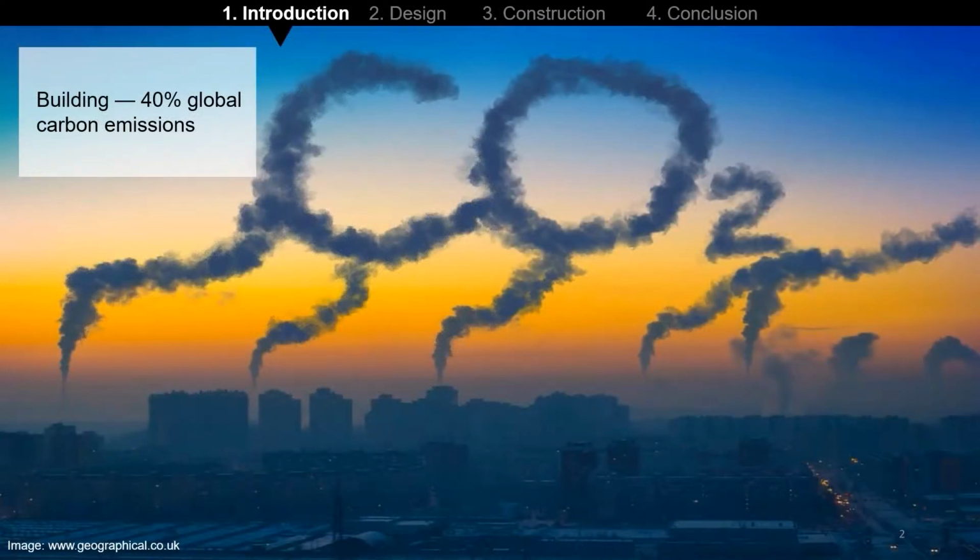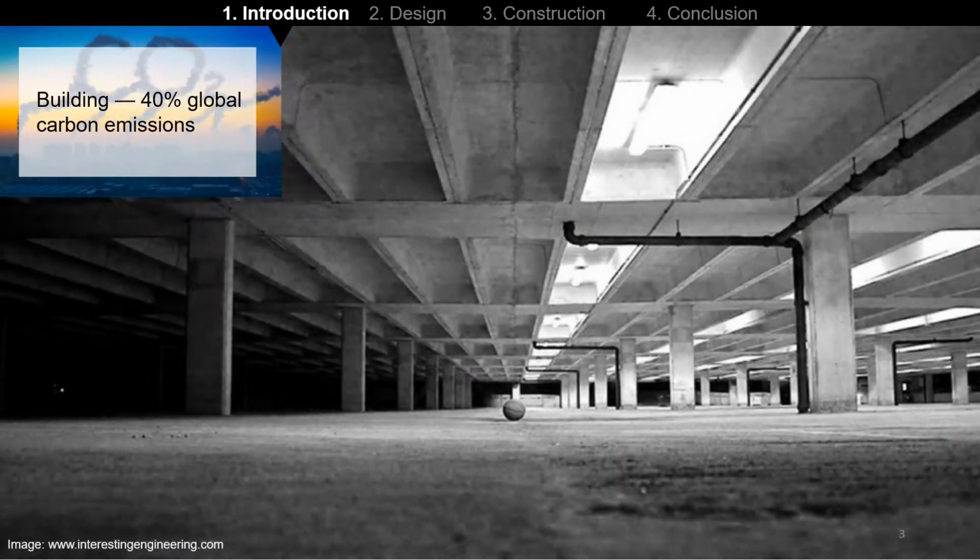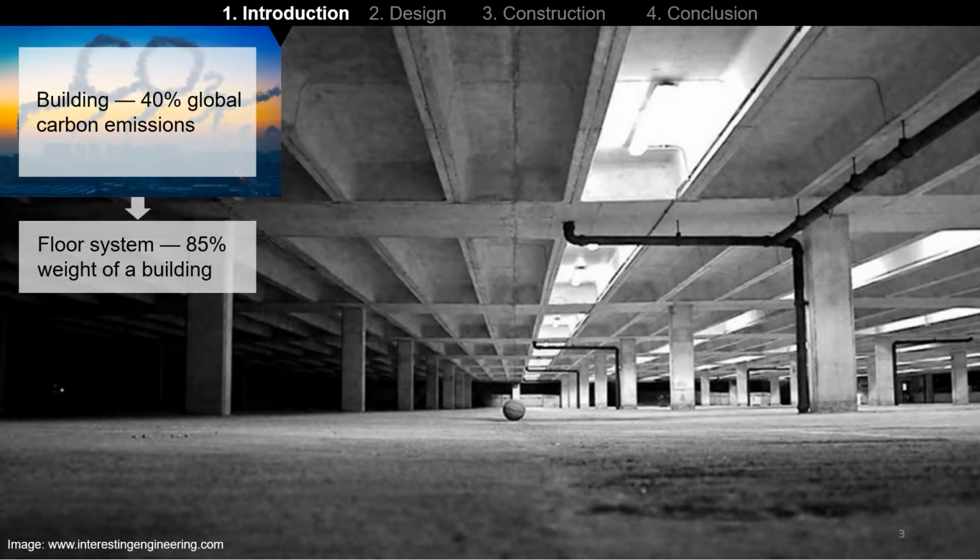Let me start by giving you an interesting fact. According to the literature, it is reported that 40% of carbon emissions around us are produced by buildings we all live and work in every day. Did you know the floor systems, including the slabs and columns, can occupy up to 85% of the total weight of a building? Inspired by this, if we can improve the material efficiency and reduce construction costs in the floor system, perhaps we can significantly reduce carbon emissions, thereby minimizing the environmental impact.